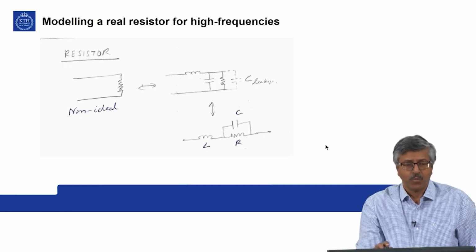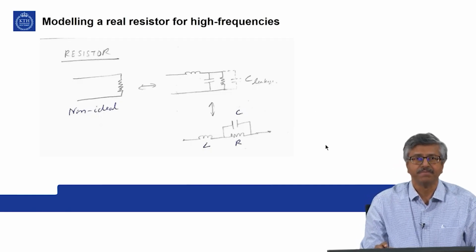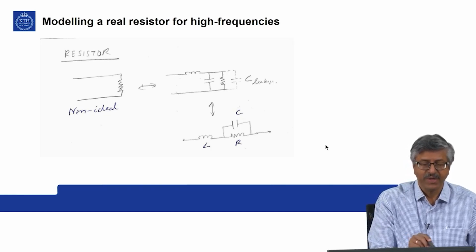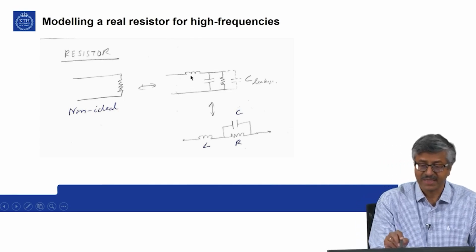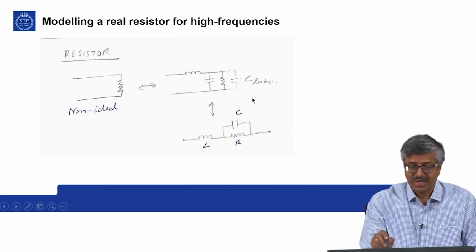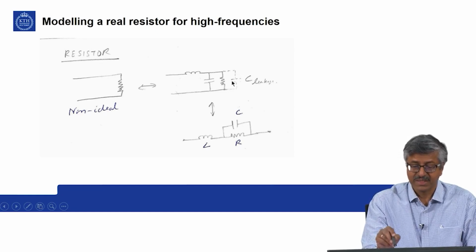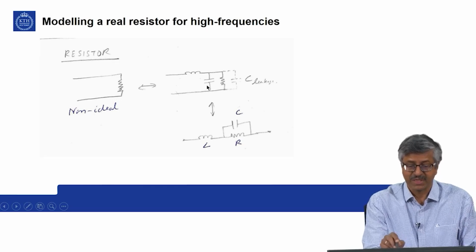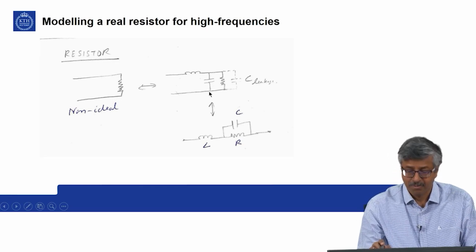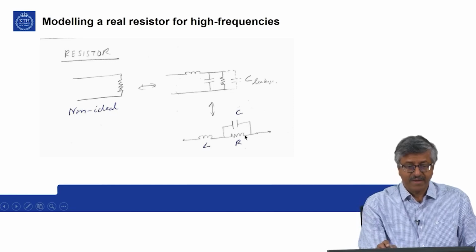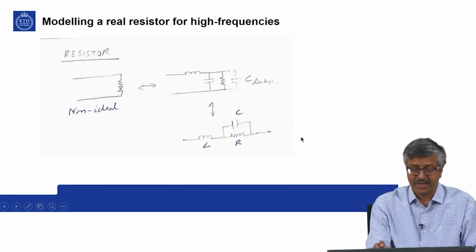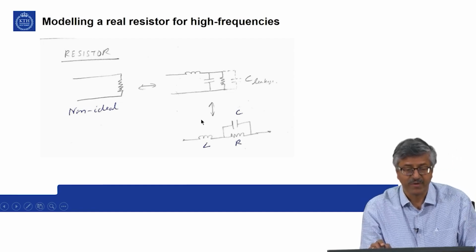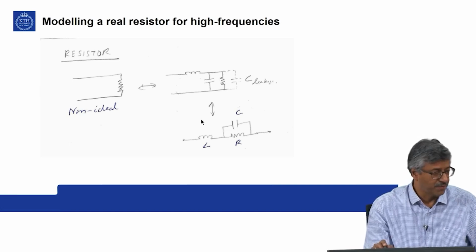Now, modeling a real resistor for high frequencies. Again we do the same exercise of including the parasitic elements of the component leads, the inductor and capacitor. There can be a leakage capacitance across the resistor also, which we can combine with this parasitic element. So you get a circuit in which you have an inductor, then a capacitor and resistor connected in parallel. This will be the minimum model for a real resistor under high frequency.